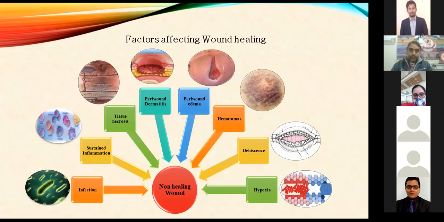These are some factors that affect wound healing: infection, sustained inflammation, and tissue necrosis is also a main problem. Periwound dermatitis, which is a redness around the wound area. Periwound edema, the swelling around the wound. Hematomas, dehiscence, the opening of a sutured wound. Hypoxia, where no oxygen will reach the wound. These complications all lead to the formation of non-healing wounds. So next slide.